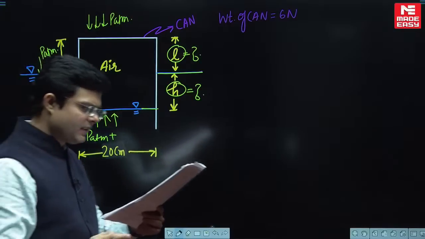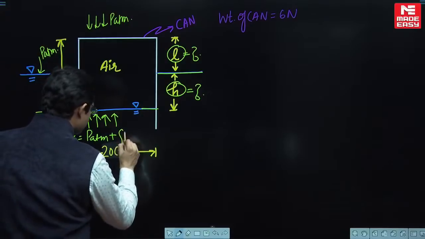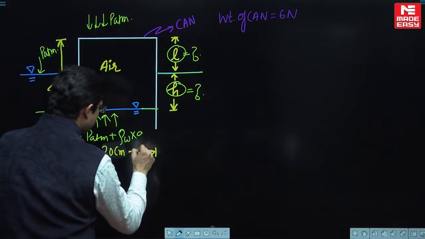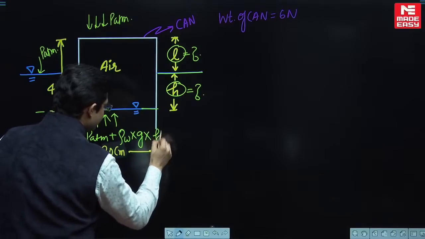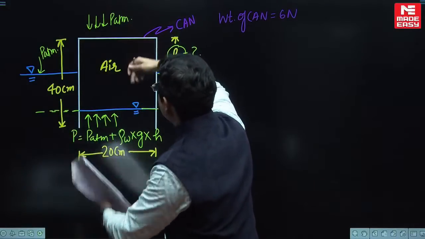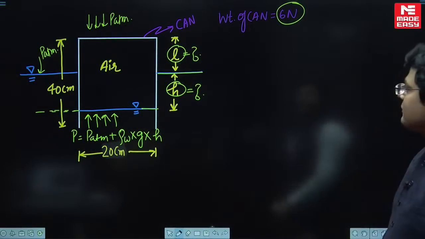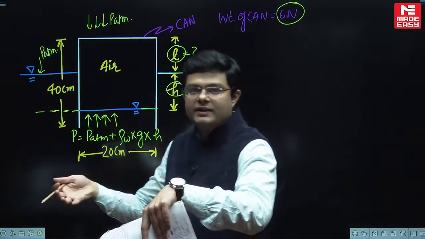Yes, it is put in the water tank. So this is going to be rho of water, and the calculation you need to do is g into h. Okay, dear. You know, the difference in this pressure is going to balance the weight of the can ultimately.